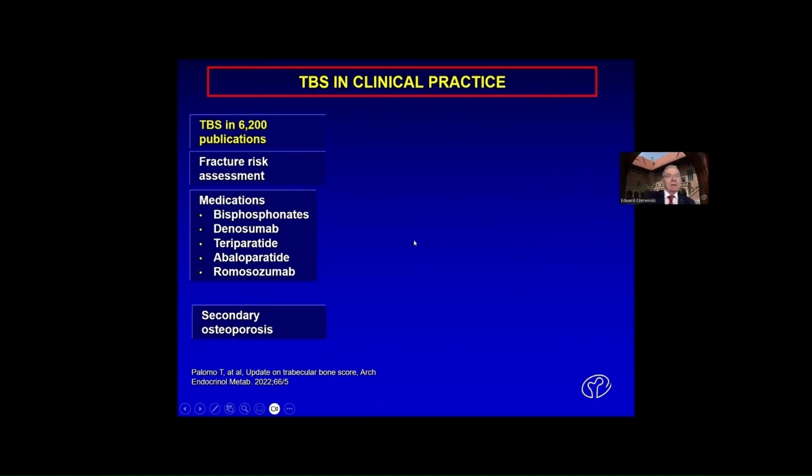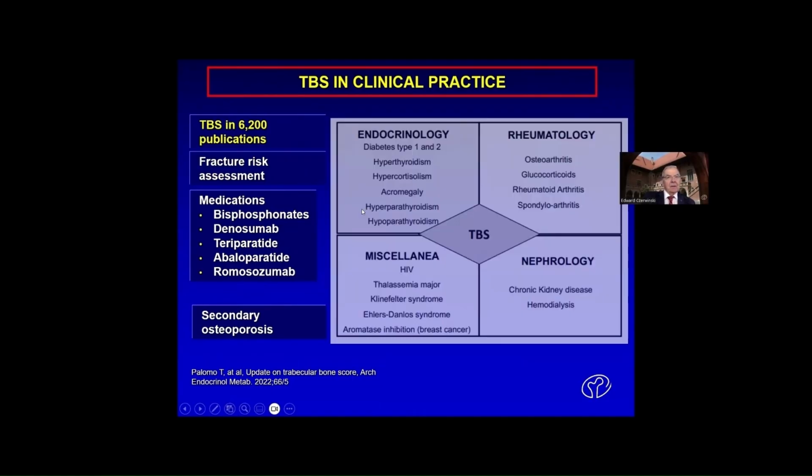In clinical practice, TBS already has more than 6,000 publications in fracture risk assessment, medication, bisphosphonate, denosumab, teriparatide, albumin, secondary osteoporosis. Any DEXA scan can be used, and the beauty is that you can use archive scans done 10 years ago when TBS did not exist, and you can calculate it and compare.